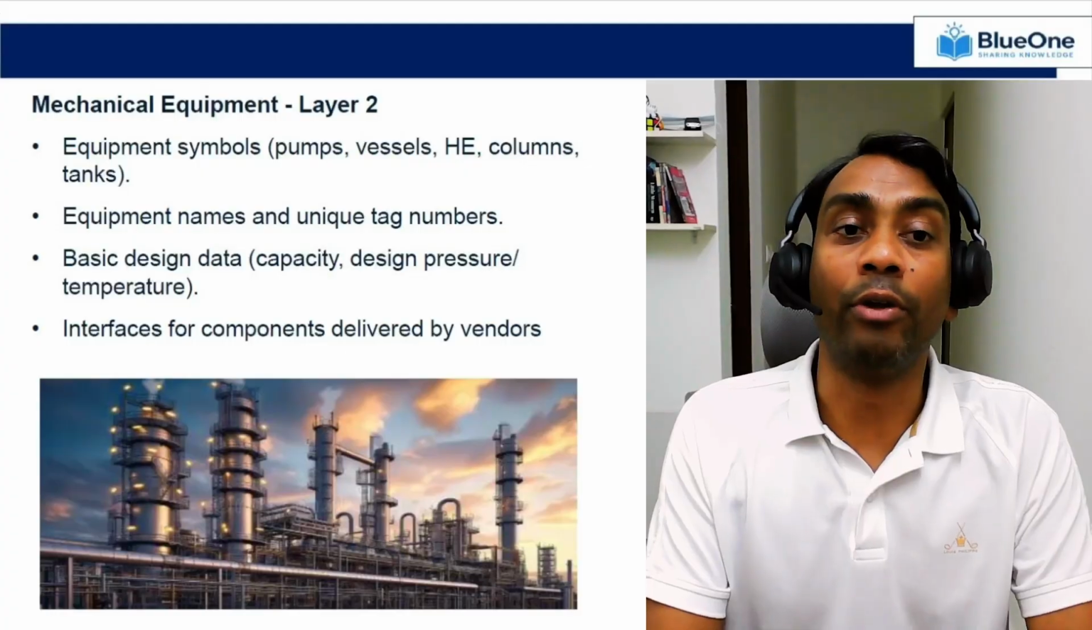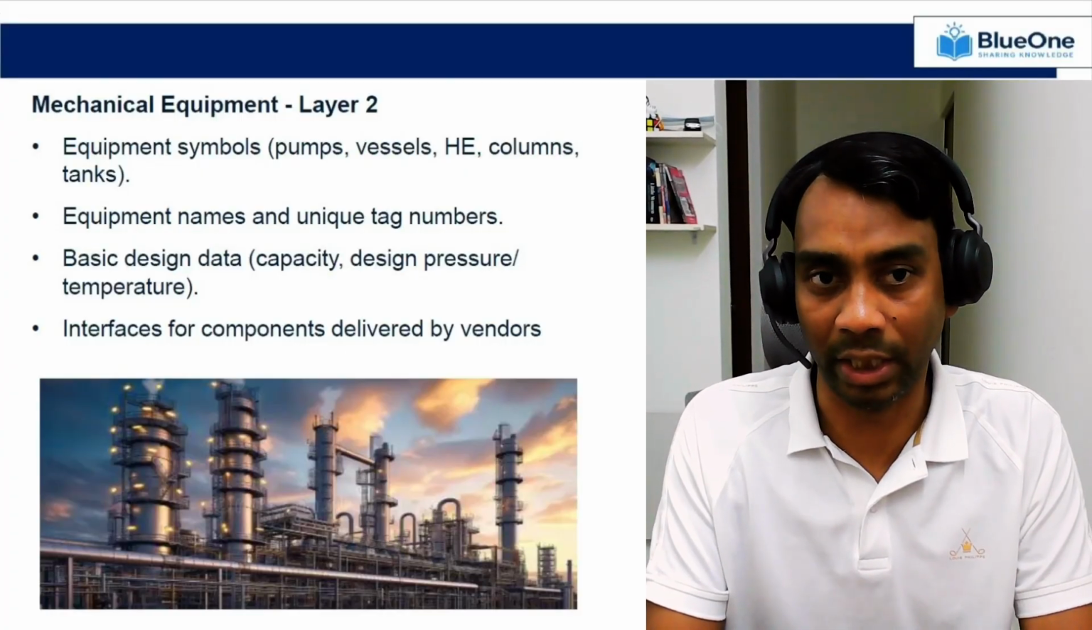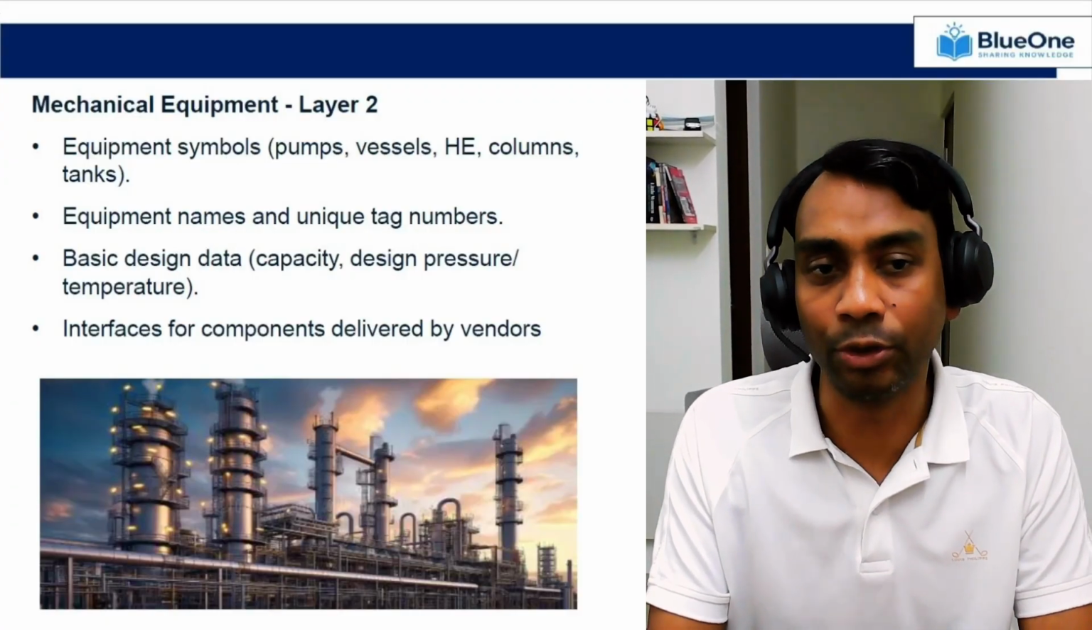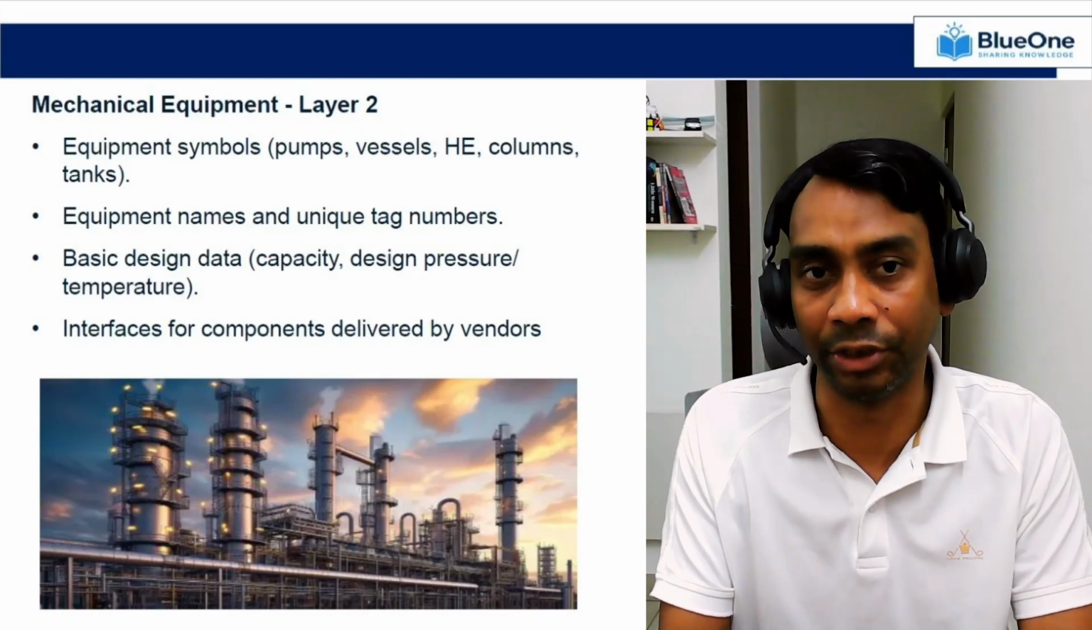Then you'll have equipment names and unique tag numbers. Every equipment in the P&ID has a unique name and tag number, because that will help you address the equipment as well as maintain the asset register in your plant.